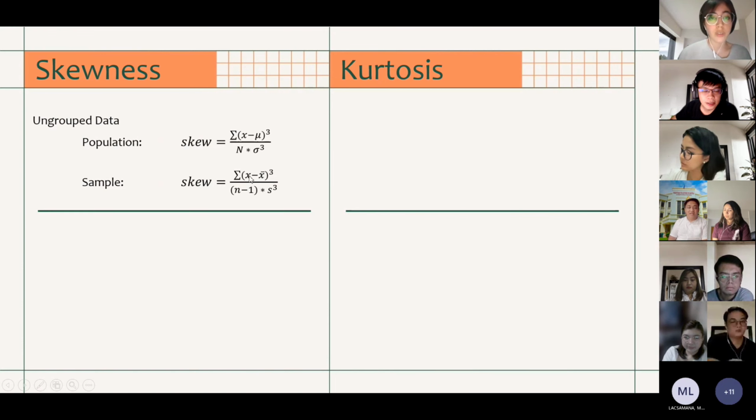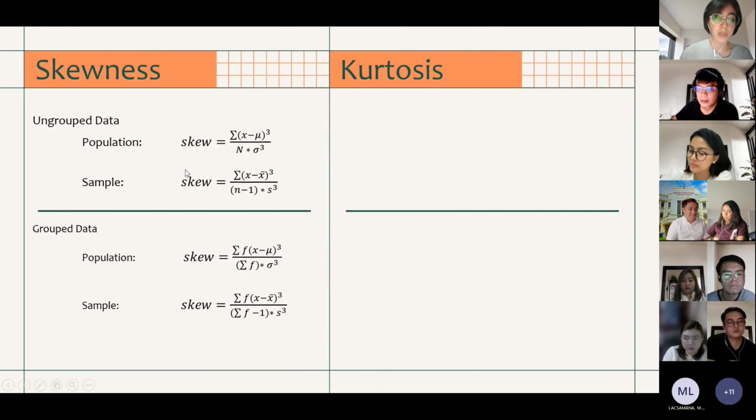Population skew is equal to the summation of x minus mu raised to 3, all divided by 2n times sigma raised to 3. Then, for the sample, skew is equal to the summation of x minus mean raised to 3, all divided by 2n minus 1 times s raised to 3. For the group data, it's too long, so I won't read all of it.